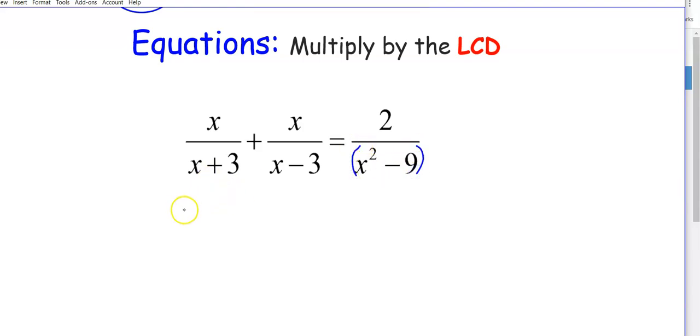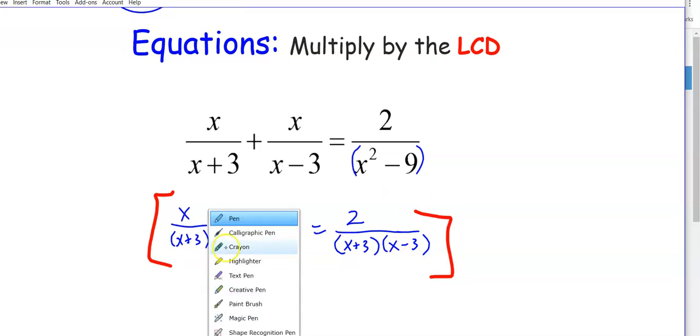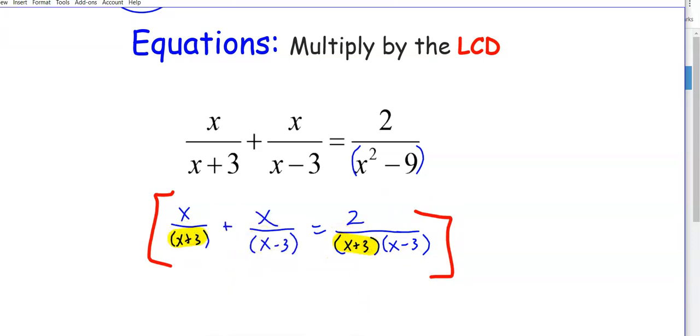So first thing you might do is simplify this a little bit. So we have x over x plus 3 plus x over x minus 3. And you definitely want to simplify that. And you get 2 over x plus 3 times x minus 3. Okay, so we're going to multiply everything, and I do mean everything, by the LCD. In this case, what do you have there? You have an x plus 3, and you have an x minus 3, right? So for the common denominator, you're definitely going to need both an x plus 3 and x minus 3.